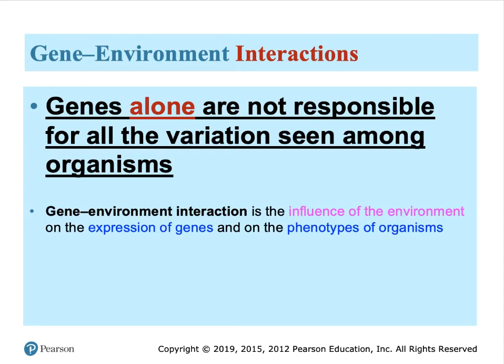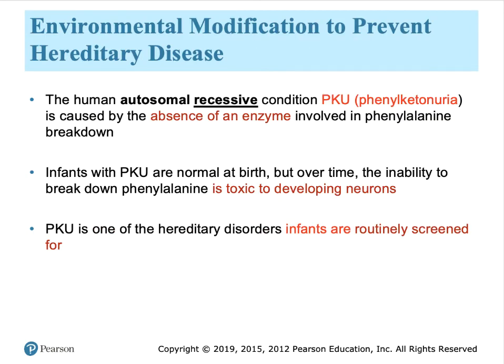One overarching principle of genetics is that from gene to phenotype, there's also a large component that we call non-genetic, and that is the environment. So gene-environment interactions are huge and they occur at many different levels. Stated another way, genes alone are not responsible for all the variation seen among organisms. This is the influence of the environment on the expression of genes at the biochemical level. The understanding of this interaction has been profound in preventing some human disease at an early stage.